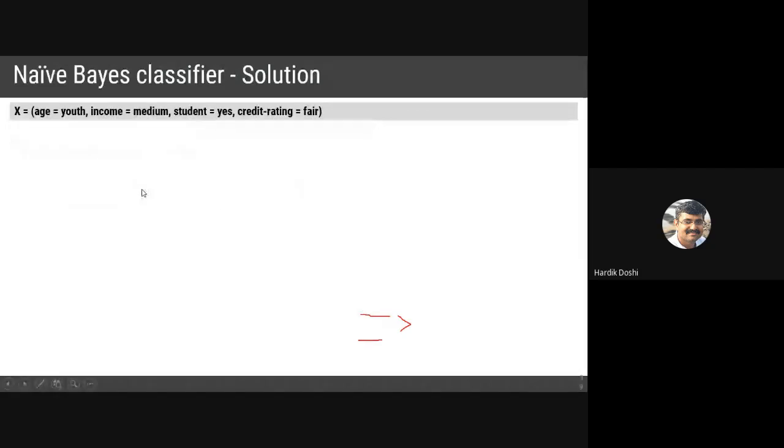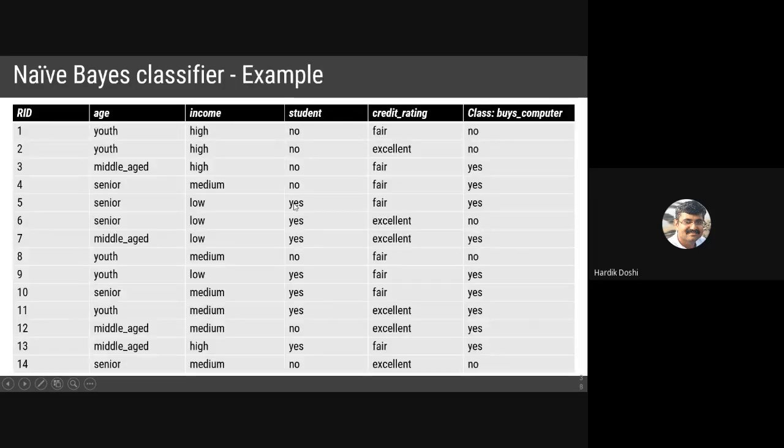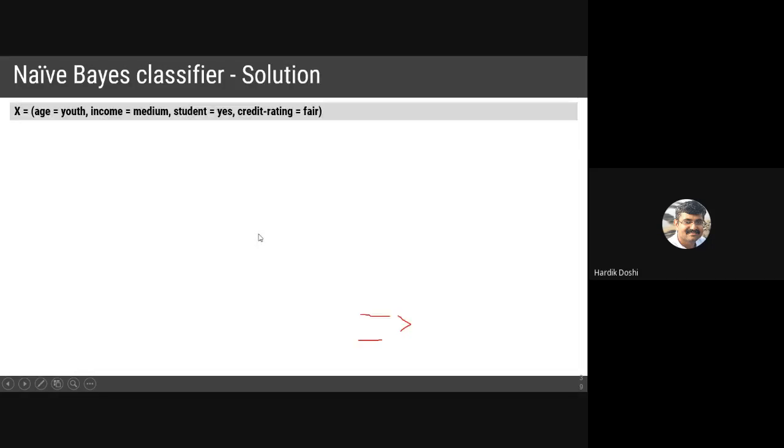Say, for example, I am having this tuple. I want to check whether this X buys computer or not, with age youth, income medium, student yes, credit rating fair. I am having this previous data set. As it is supervised learning, we should have the data set. So for X, we have the classifier buys computer or not, yes or no. So we'll find the probability: buys computer yes, buys computer no.